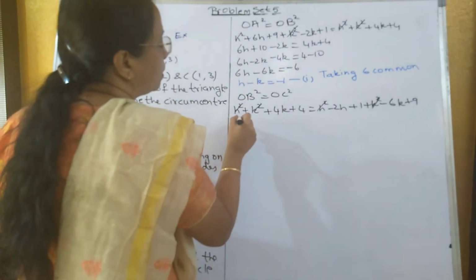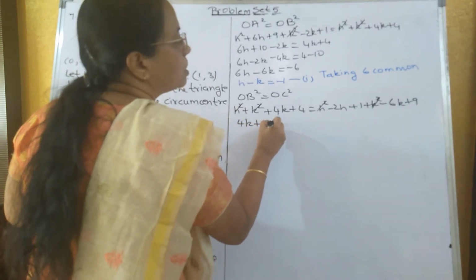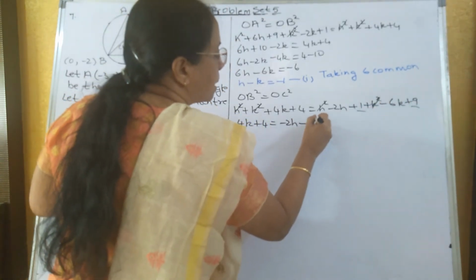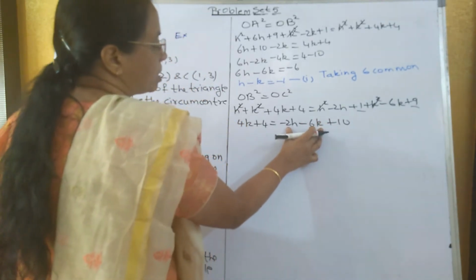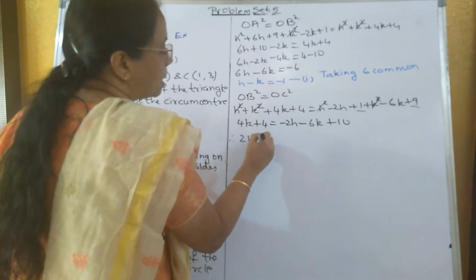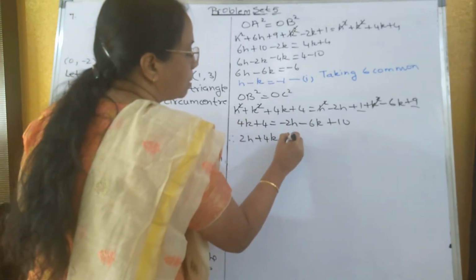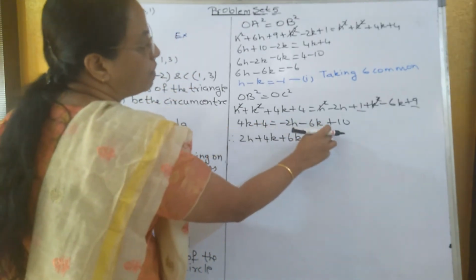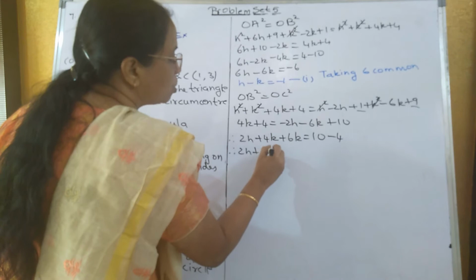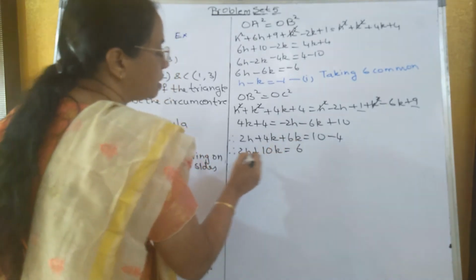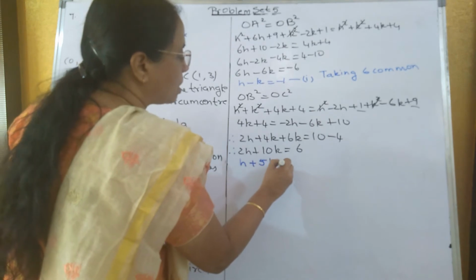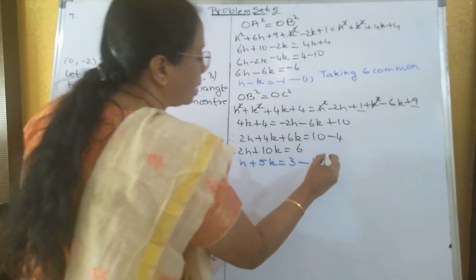So what will remain over here? 4k plus 4 is equal to minus 2h plus 1 and plus 9 will become 10, minus 6k plus 10. Bring this minus 2h and 6k on this side. So what you'll get? 2h plus 4k plus 6k is equal to 10, and plus 4 when it goes on this side will become minus 4. Therefore 2h plus 10k is equal to 10 minus 4 is how much? 6. Take 2 common in this. So what you'll get? h plus 5k is equal to 3. Let this be equation 2.